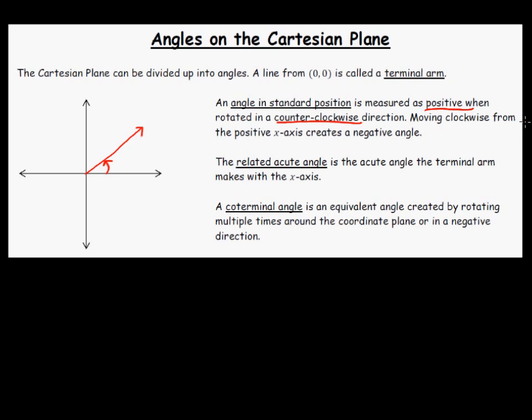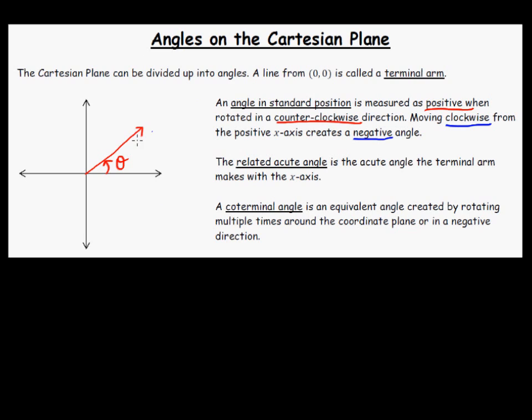And if the angle is rotated in a clockwise direction, then that makes a negative angle. In this case, here's our angle theta that we say is an angle in standard position. This particular angle has been rotated in a positive direction because it's been rotated counterclockwise, so the opposite direction to a clock, from the positive x-axis.